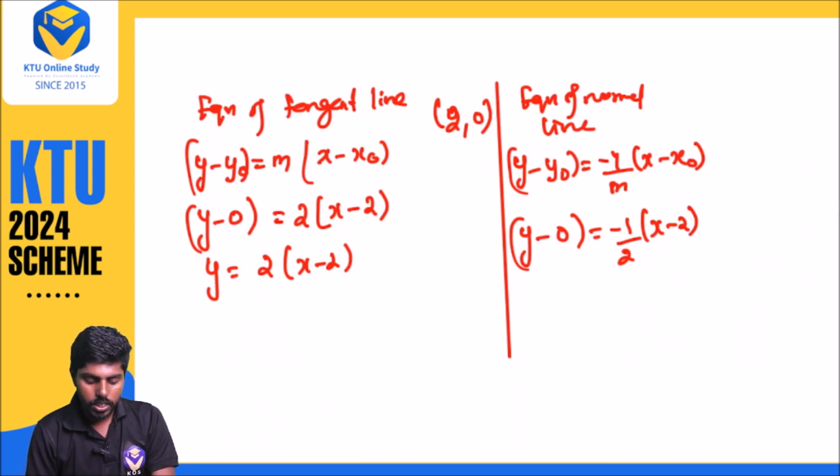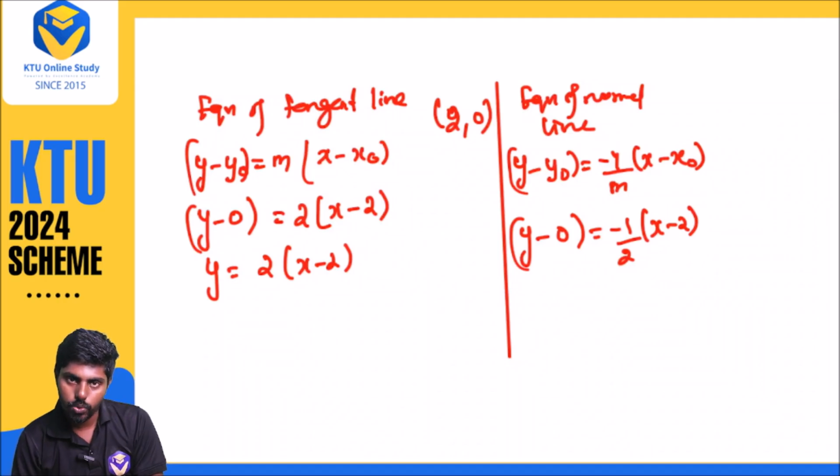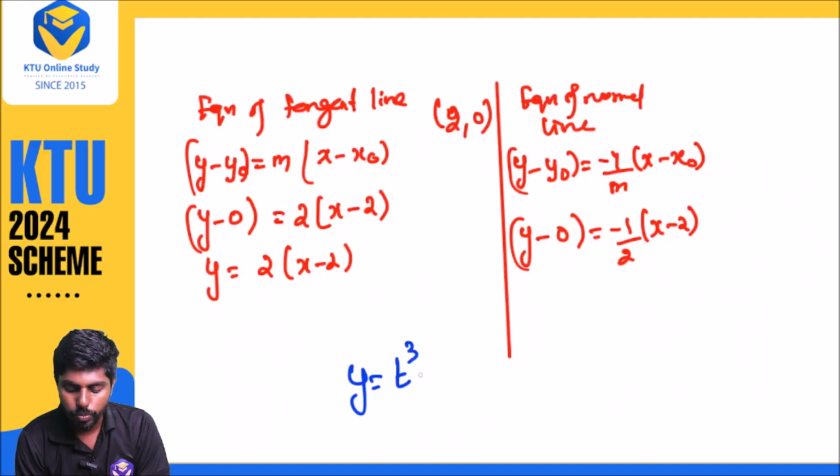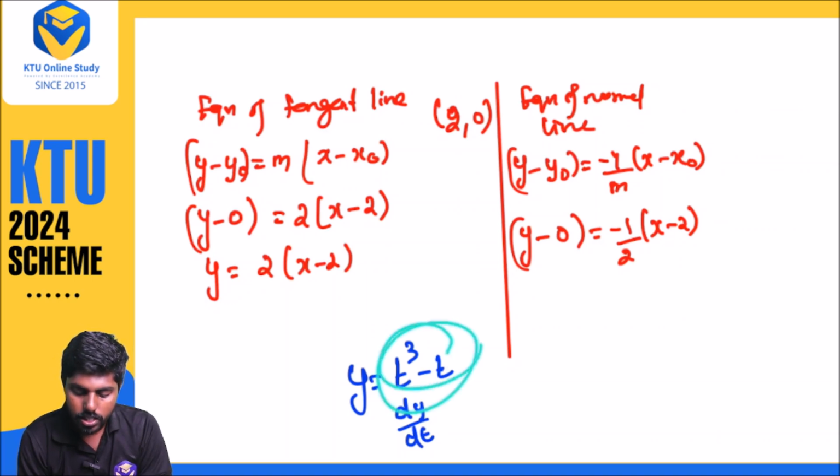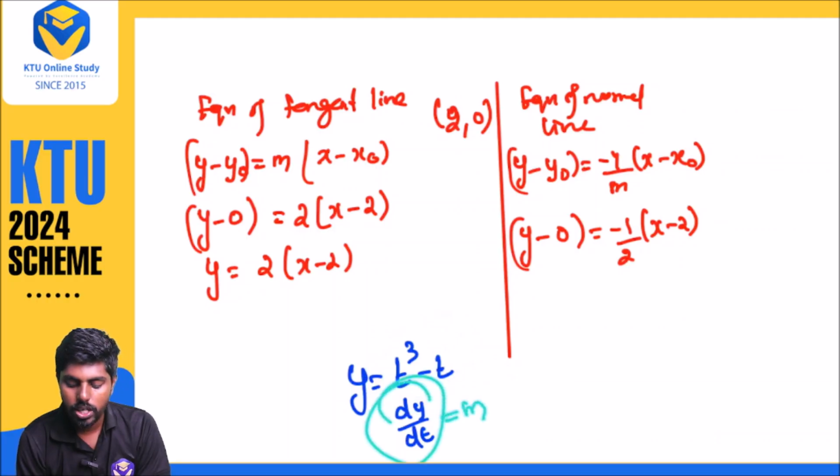Simple thing. The thing is they have changed the derivative. That means using t you want to identify the slope. Just a little bit of observation and understanding is needed. You want to identify the rate of change with respect to t only, because in the question they have given y is equal to t cube minus t, and you want to take dy by dt only, because here the representation is in t. That is also nothing but m.